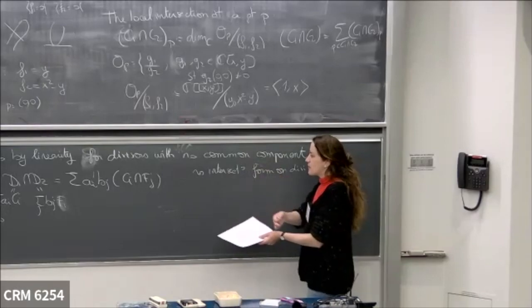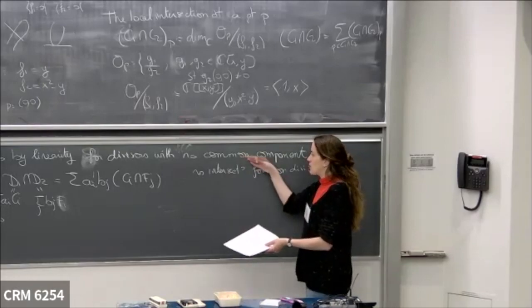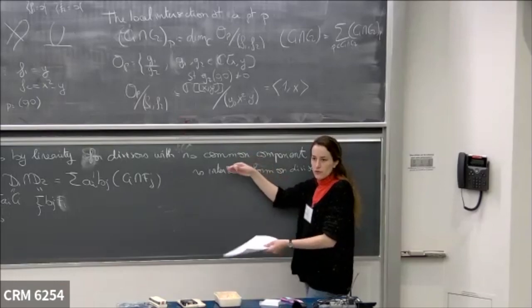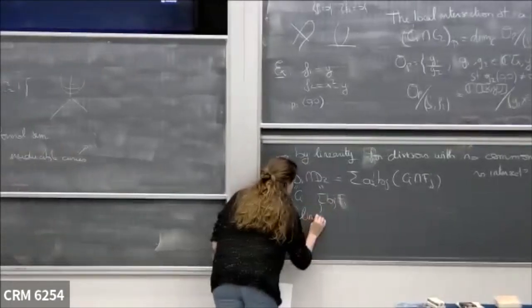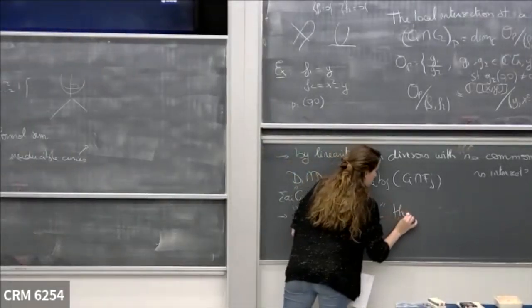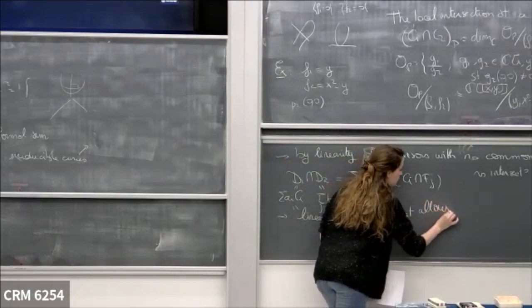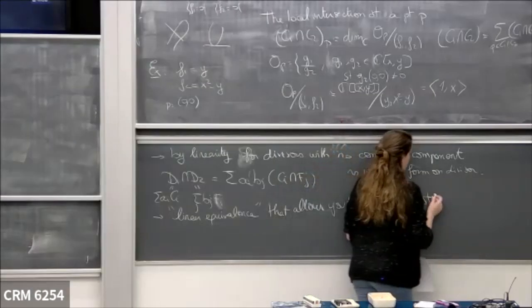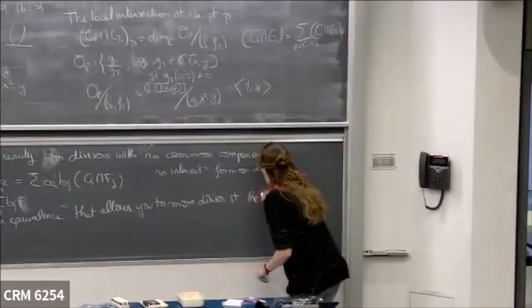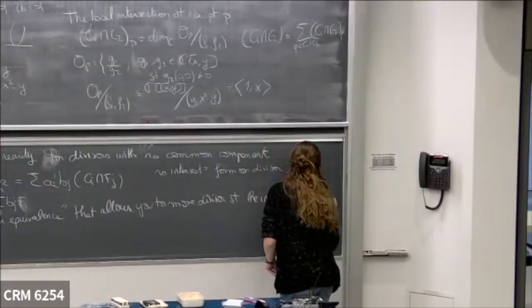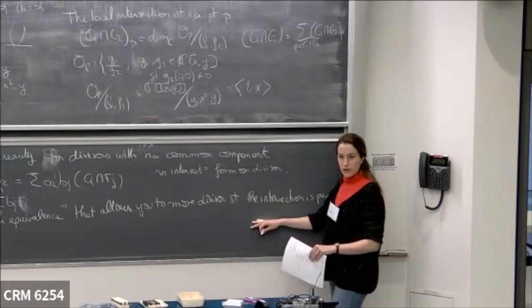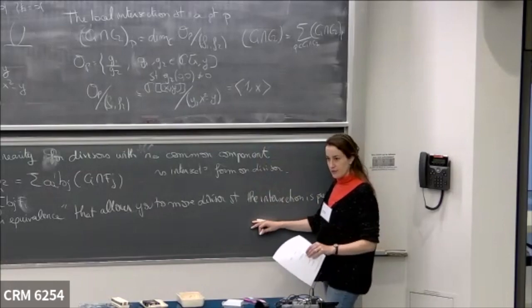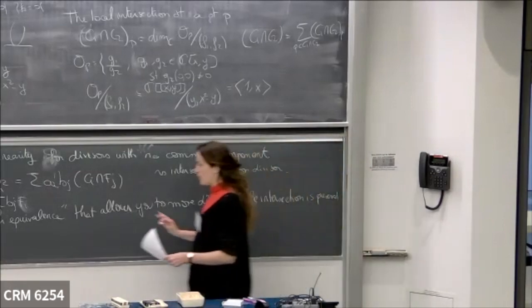We will say that we can move it in this family so that they don't have any more common component. So there is a way to do it. In fact, there is something called linear equivalence that allows you to move divisors such that the intersection is preserved, if it's well defined, and if it was not well defined, this will be the definition of your intersection.